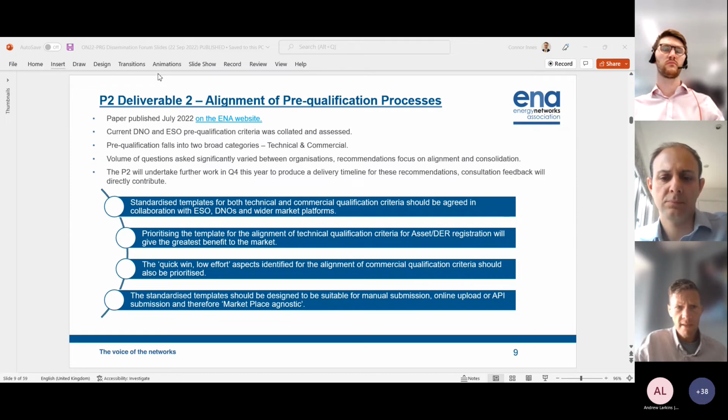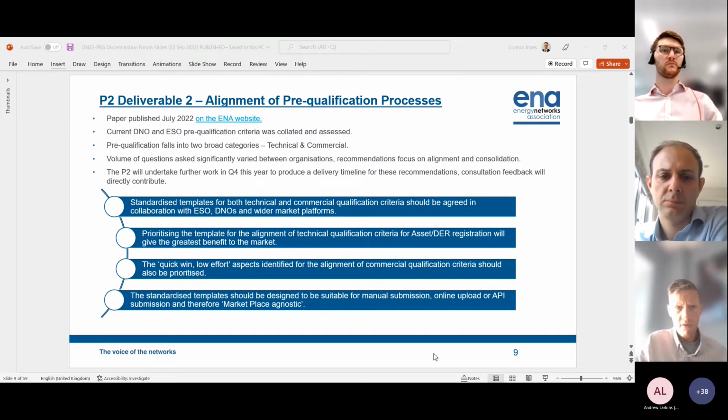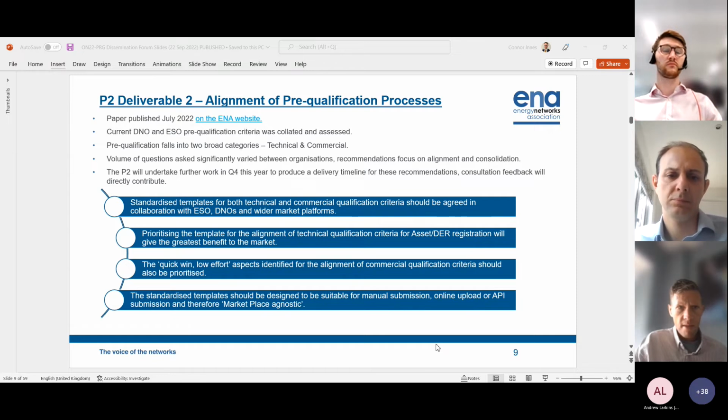We also identified some quick wins, which should be prioritised, for example some alignment of commercial qualification. And we also recognise, in the last point there, that templates should be marketplace agnostic, so suitable for all providers, whether through manual submission, online or API submission. So that's what we've done so far on pre-qualification processes. Again, further information is on the website where we've published the paper, and I have tested that link, it does work, so hopefully you shouldn't have any problems.